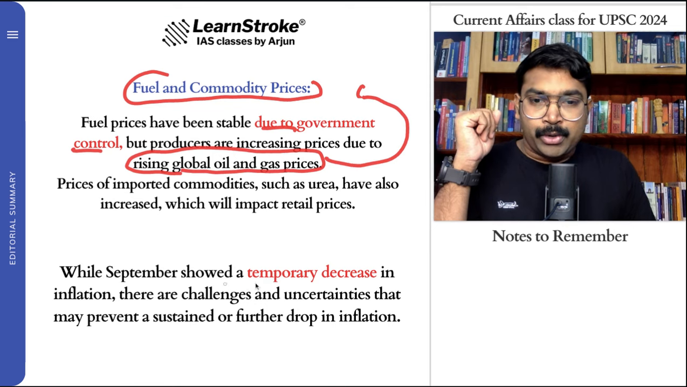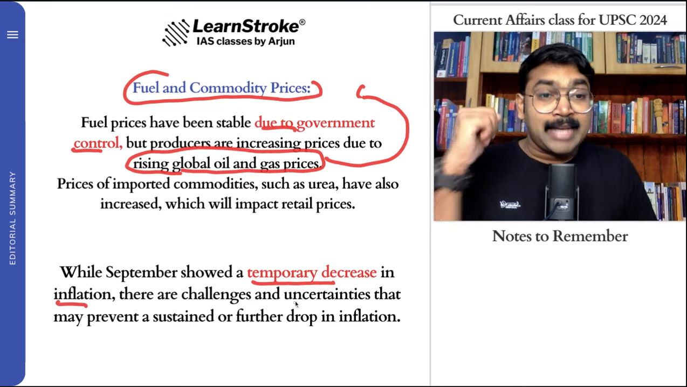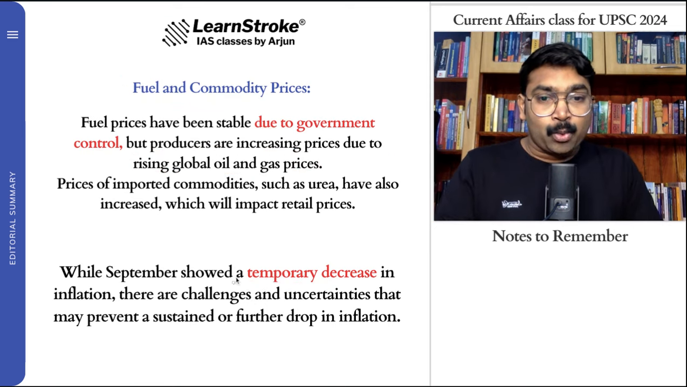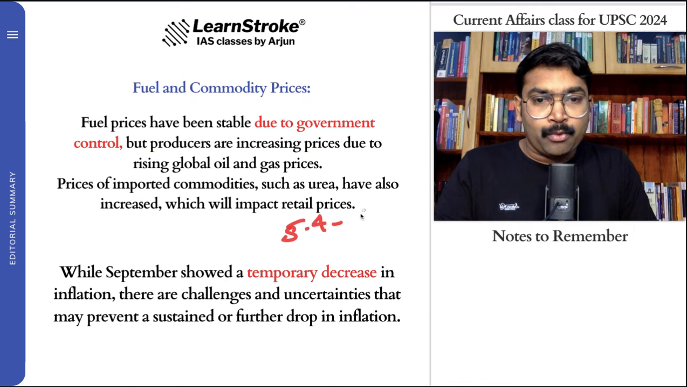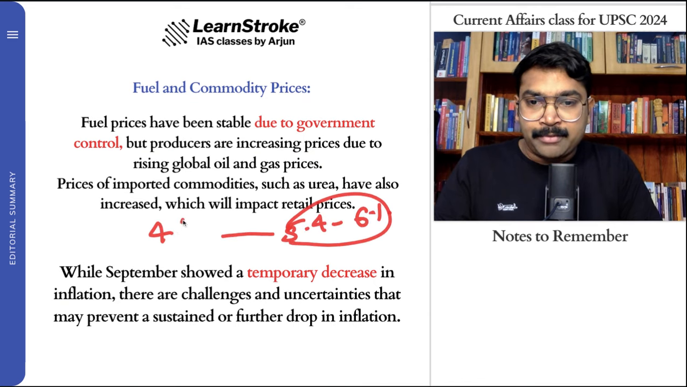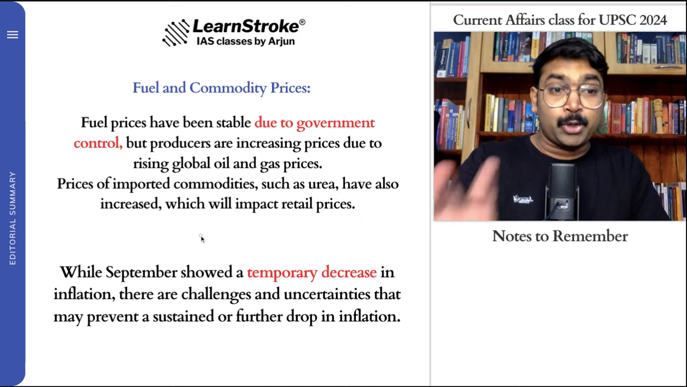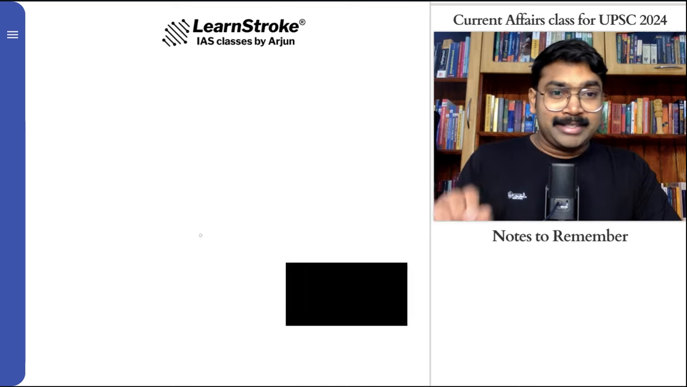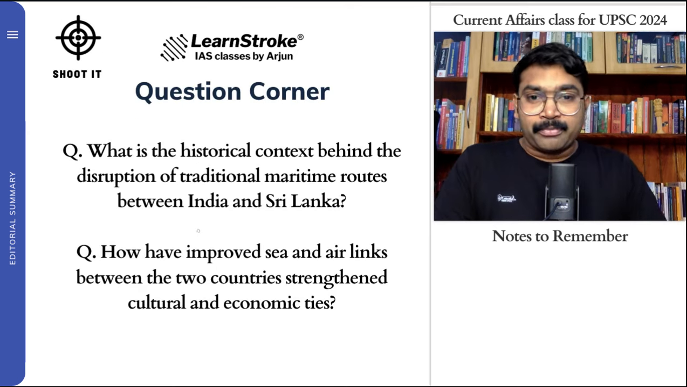September showed a temporary decrease in inflation, but there are challenges that it can actually go up. According to the World Bank and IMF, it can go from 5.4 to almost 6%. But we will try to keep inflation under 4%. If possible, that is going to be really good. So that is the economics article to start off.